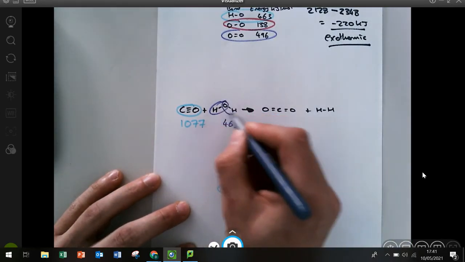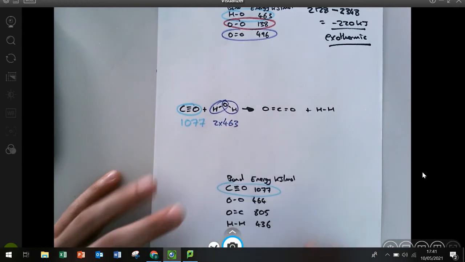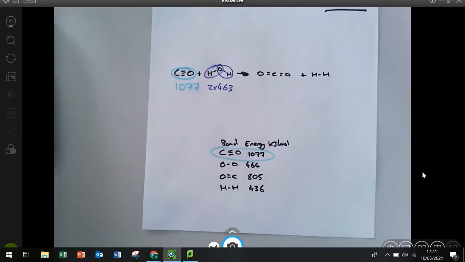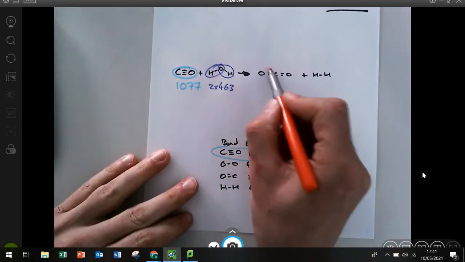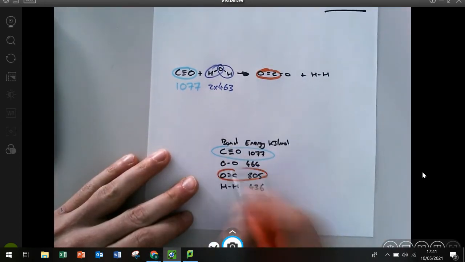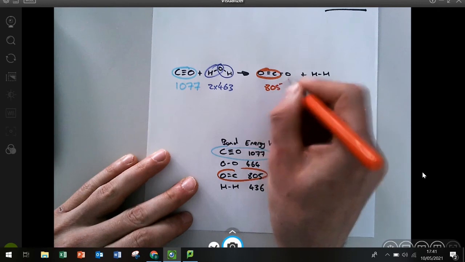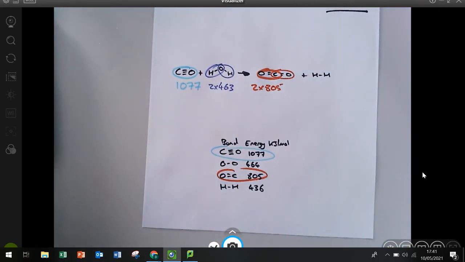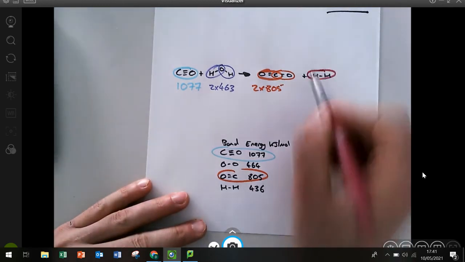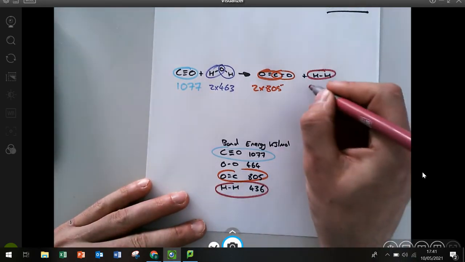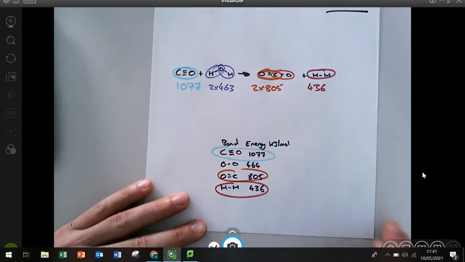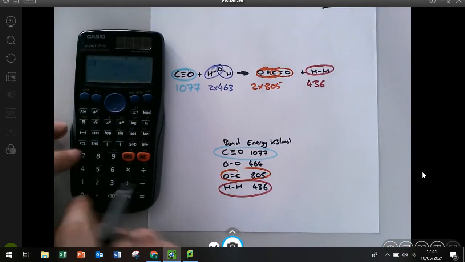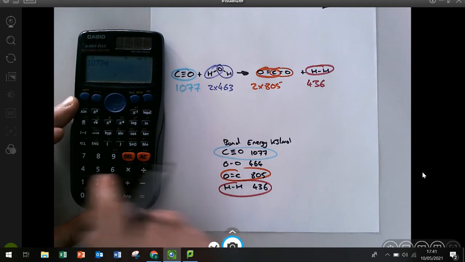And you'll notice I've got two of them. And then that is going to go to CO, which is 805, but I've got two of them. And then I've got one HH, which is 436. So again, let's use our calculator to work out the left-hand side.